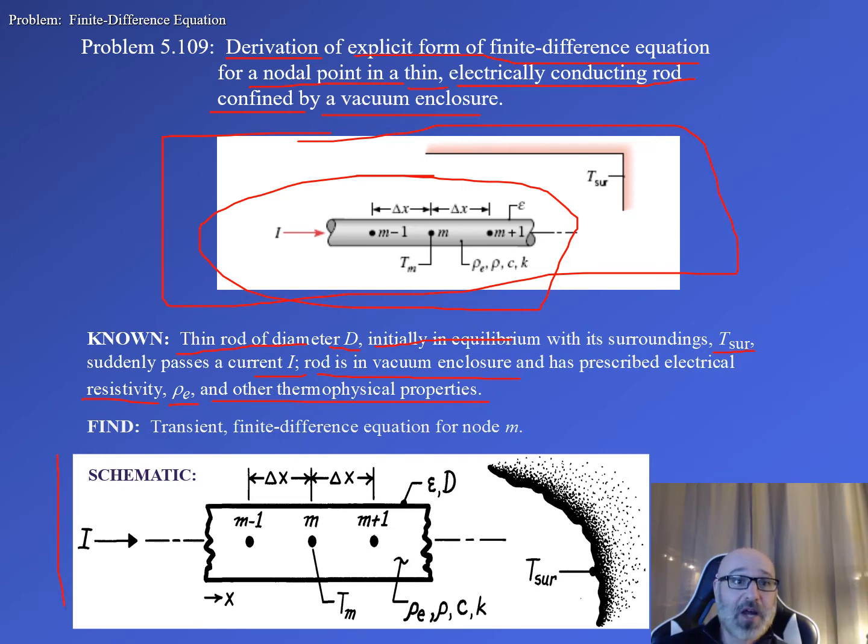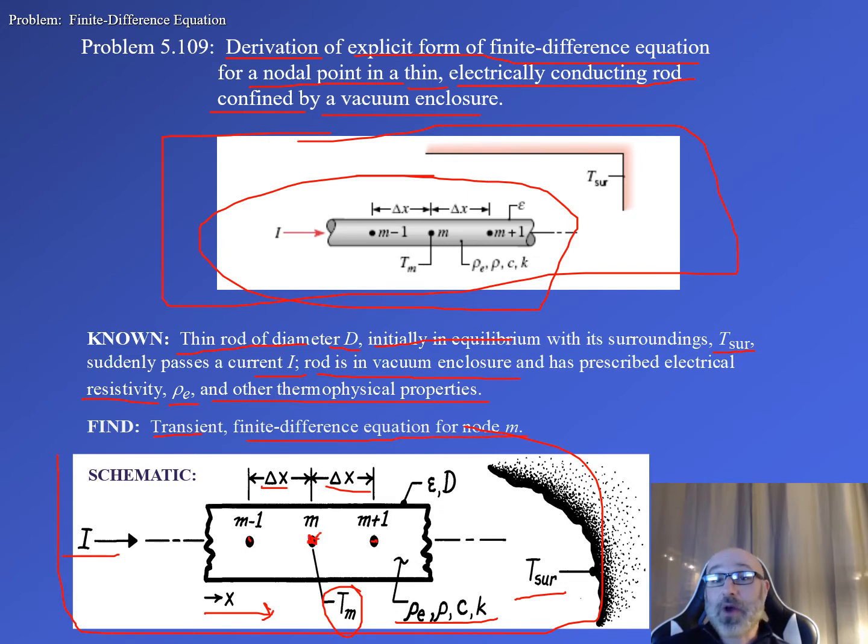So we redraw this diagram out by hand down here. There's a temperature of our surroundings. We can see all of our information here. There's our node M, our M plus 1, our M minus 1, the distance between those both being delta X, so they're equal distance apart. Our X moving in this direction here. There's our current going through there. There's all of our other values for this rod itself. And there's our temperature at that center node M right there. So what do we need to find? We need to find our transient finite difference equation for this node M at the center there.